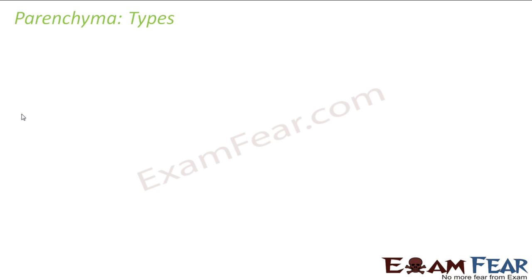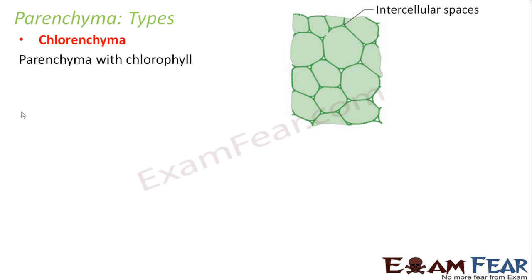Now, even under parenchyma, we do have different types of parenchyma, right? So these types have little modification on the same parenchyma, but they have been given different names. So what are the types which fall under parenchyma? So the first type is Collenchyma. Now, as the name says, Collenchyma. Chloro, it is derived from the term chloro. So parenchyma with chlorophyll.